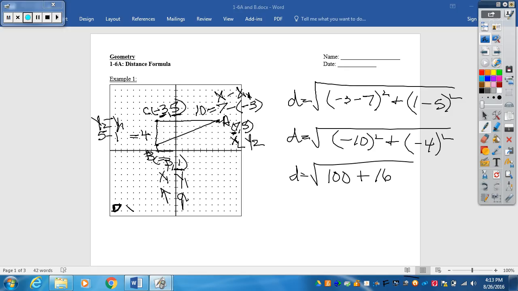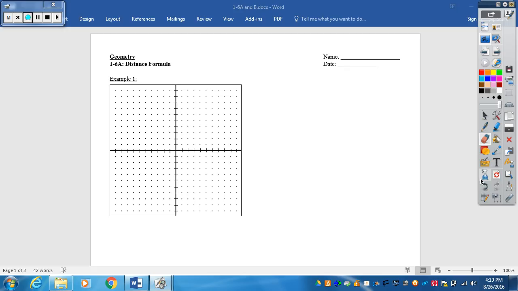For the next thing that I want to do, I want you to practice this for me. So I'm going to give you one more example. Actually, I'm going to clear all of this off. If any of that didn't make sense, go back and take a look at it.